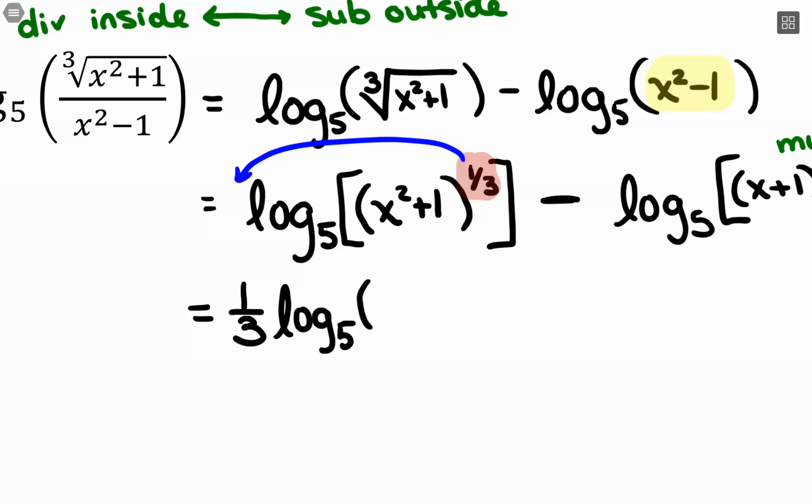So 1/3 out front, log base 5 of, and then everything that was under that exponent. And then I'm just going to make note of, if I could factor that, I would, but x squared plus 1 doesn't factor. So this means our first term is all done. That's it.